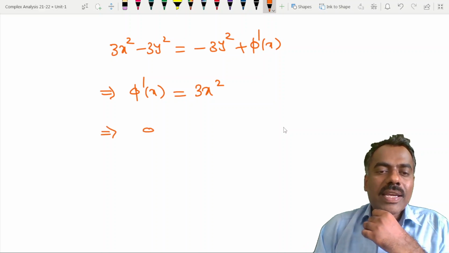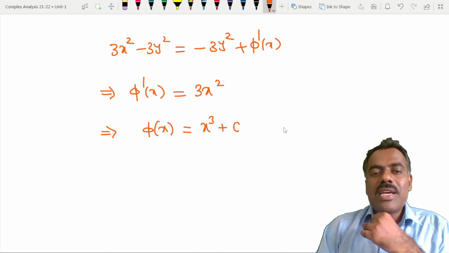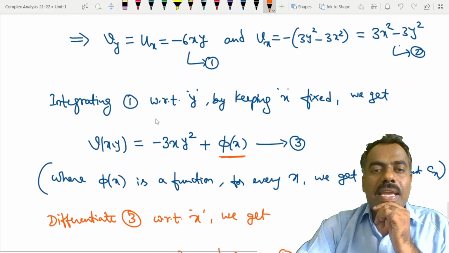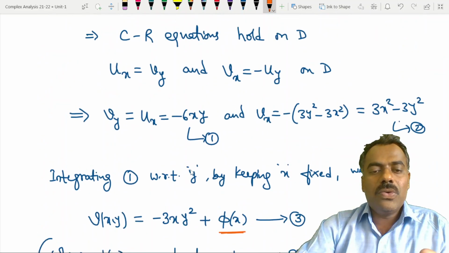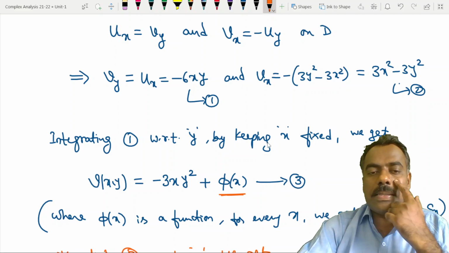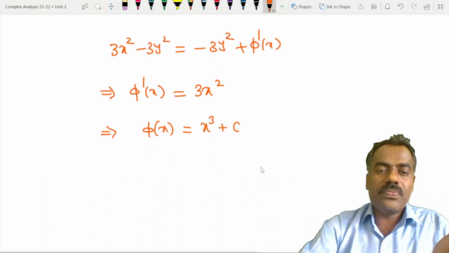Now integrating this one, you will get phi of x is x cube. Now you will get some constant here. Earlier we had two variables y and x, so therefore that constant whatever we are getting was depending on x. But this is directly one constant. Are you following?